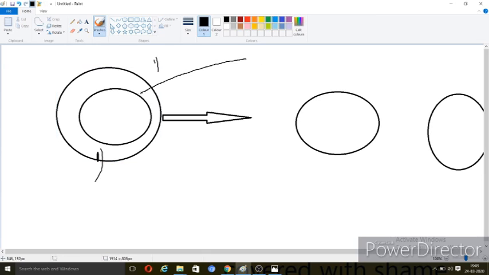Number one, they will have to produce RNA. So maybe this big one I am taking as RNA. And another is that they also have to produce protein. So maybe this one I'm taking as protein.